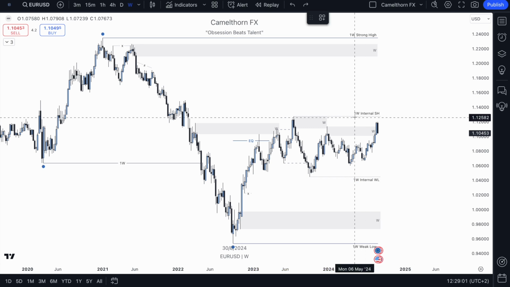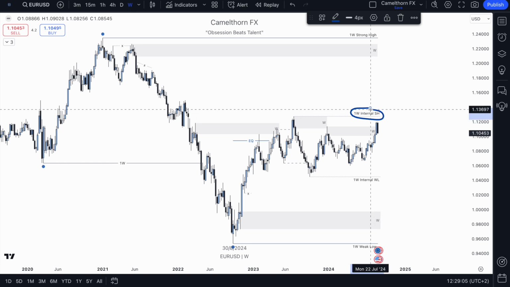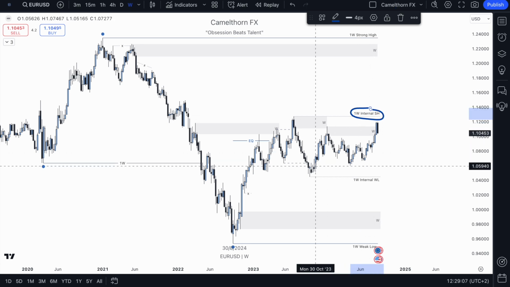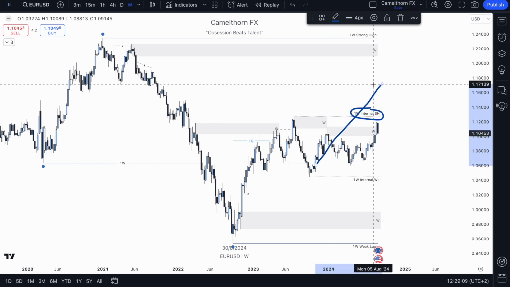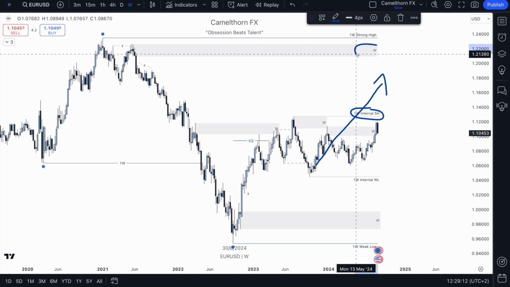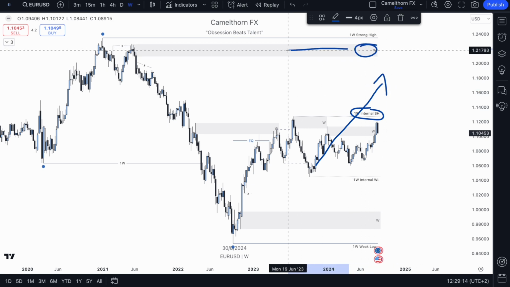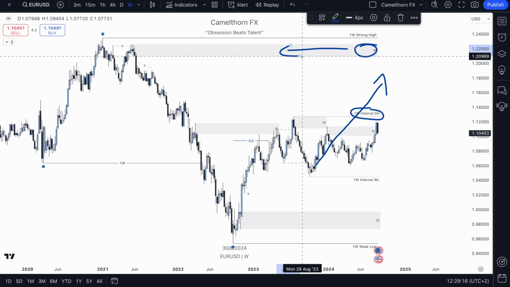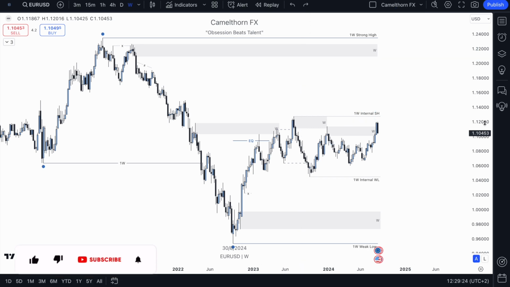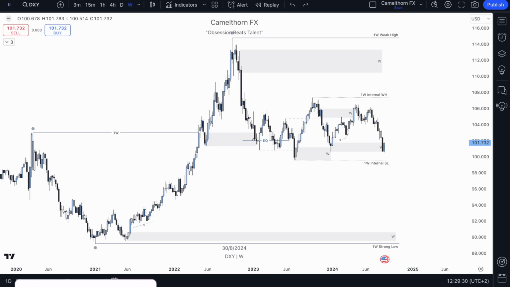Now, if we are to see a violation of our current weekly internal strong high, that would open the door for a deeper weekly pullback all the way to this weekly supply zone, which sits at the extreme of our current bearish weekly range. And again, notice how our anticipated price movements here for the Euro USD are essentially the inverse of what we are anticipating to happen here on the DXY.